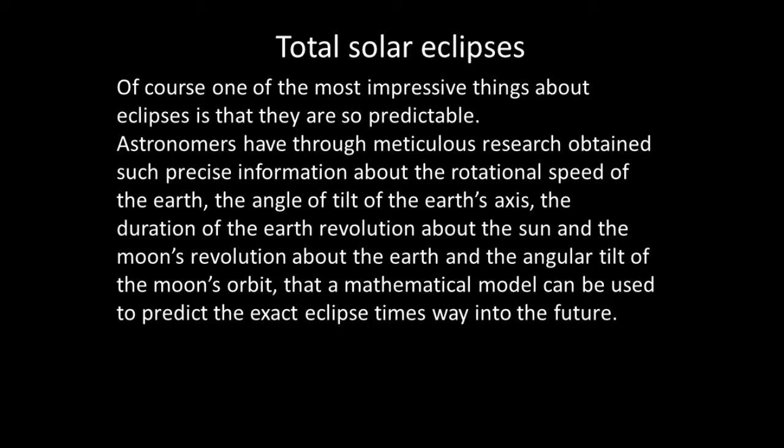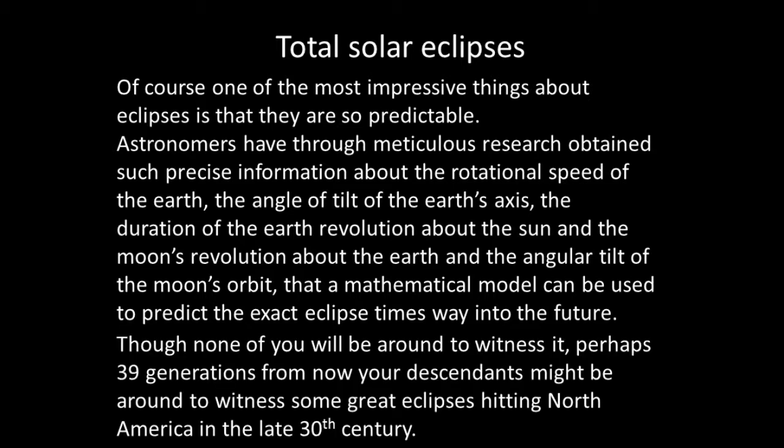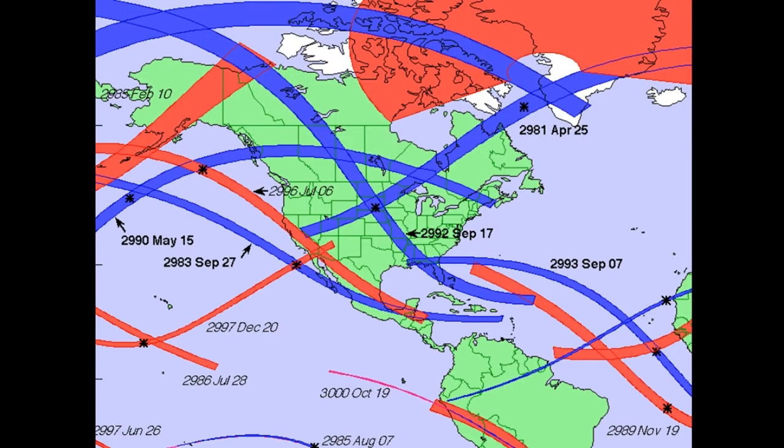Of course, one of the most impressive things about eclipses is that they're so predictable. Astronomers have, through meticulous research, obtained such precise information about the rotational speeds of the Earth, the angle of tilt of the Earth's axis, the duration of the Earth's revolution about the Sun and the Moon's revolution about the Earth, and the angular tilt of the Moon's orbit, that a mathematical model can be used to predict the exact eclipse times way into the future. Though none of you will be around to witness it, perhaps 39 generations from now, your descendants might be around to witness some great eclipses hitting North America in the late 30th century.